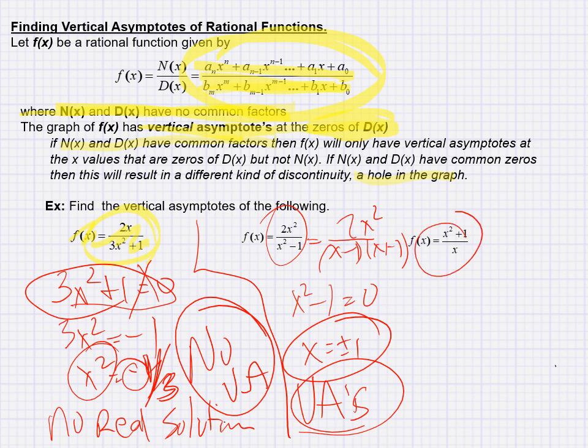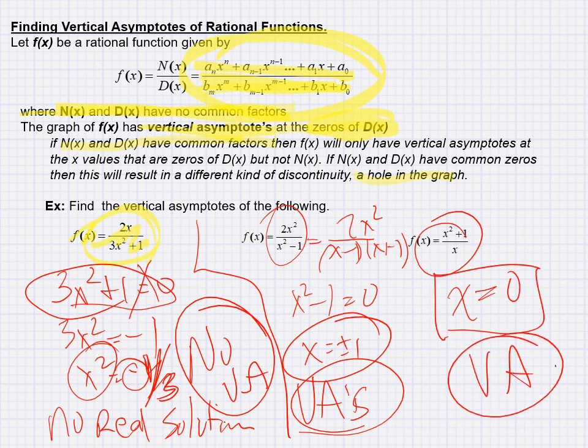Look at the next one. Also simplified as much as possible. I can't factor either one. The denominator is x. When will x equal 0? Well, when x equals 0, that's my vertical asymptote. So finding the vertical asymptote is very simple.